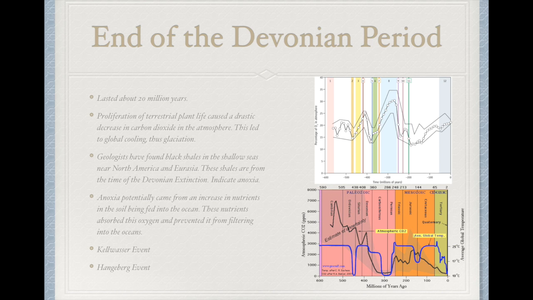Carbon dioxide is a greenhouse gas, meaning that less of it makes the Earth cooler. And this cooling of the Earth must have caused glaciation, because in the geological records we can see that the sea levels at this time were lower than they were during the Devonian period. The simple lowering of the sea levels had a dramatic effect on sea life at the time.